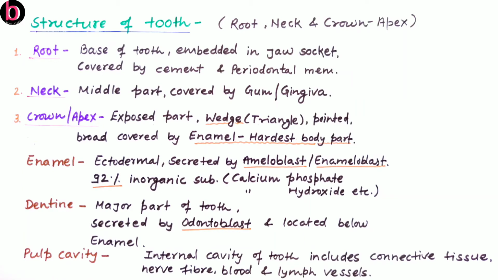This is in the root portion, and this cavity carries a number of connective tissues, nerve fibers, blood as well as lymph vessels. So the pulp cavity provides internal nutritional supply to the tooth, and it also takes away harmful excretory material with the help of blood vessels.